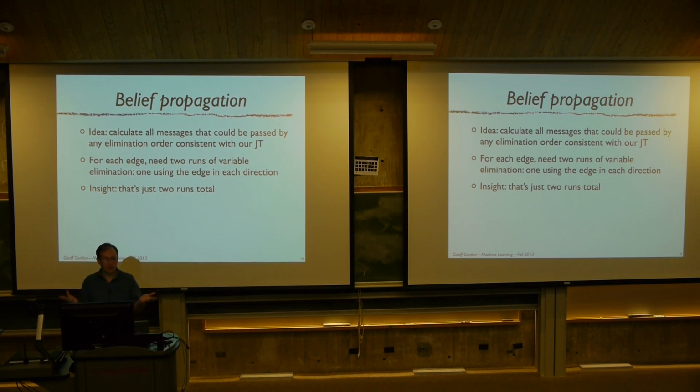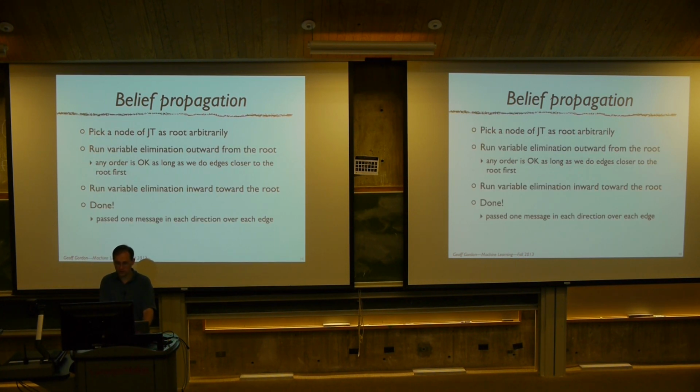But it turns out that with just 2 runs total of variable elimination, I can get all of the messages that would go over any edge in any direction. And so let's take a look at how to do that. The way you would do that is you pick a node of the junction tree as your root arbitrarily. So it's an undirected tree. It doesn't matter which node I pick as root. And then I can run variable elimination in 2 different orders.